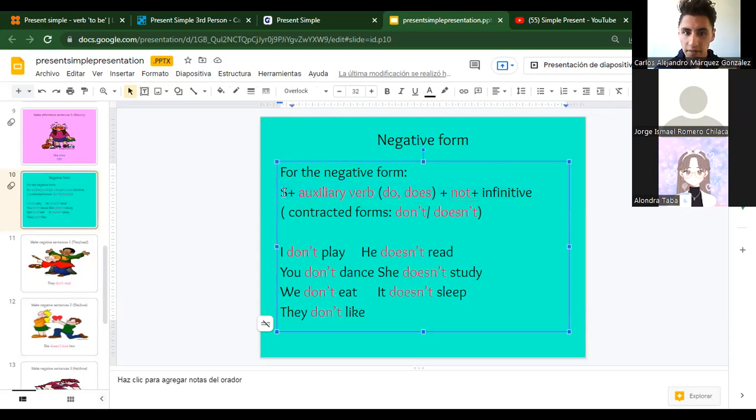First, we are going to place the subject pronoun, which are I, you, we, they, he, she, and it, okay? Then we're going to add the auxiliary verb, which are do and does. But again, it depends on the subject. We're going to use don't for I, you, we, and they. And we're going to use doesn't for he, she, and it, okay?